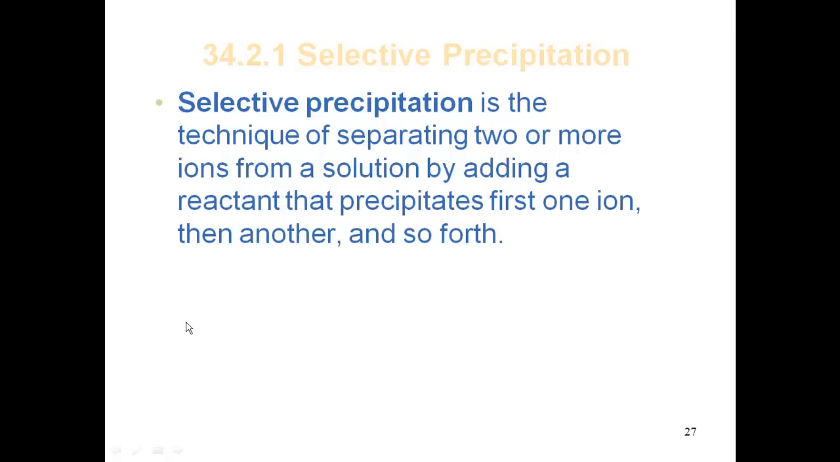We're going to talk about now selective precipitation. Selective precipitation is a technique of separating two or more ions from a solution by adding a reactant that precipitates first one ion, then another, and so on and so forth. Basically, we selectively add a component to separate cations or anions one at a time based on solubility.